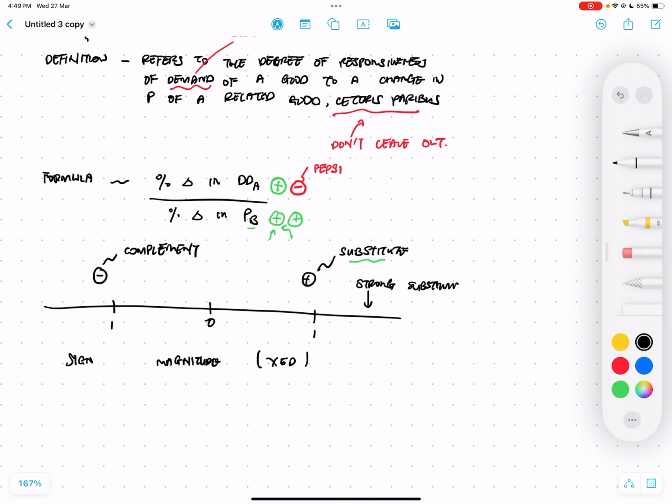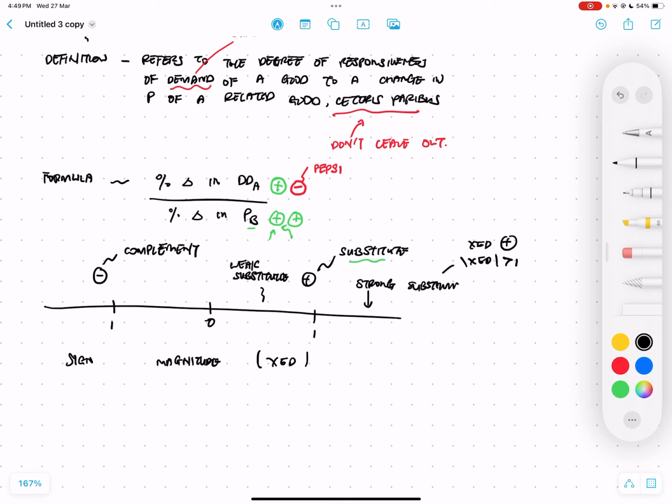And if it's between 0 and 1, so this is XED more than 1 and XED is positive, right? If it's positive and more than 1, it's a strong substitute. If it's positive and between 0 and 1, then it's a weak substitute. So strong or weak. Okay, so if it's a weak substitute, okay.